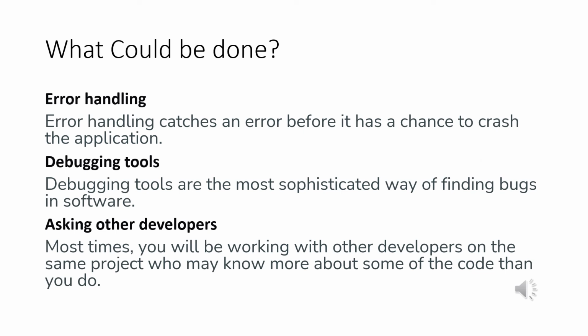So basically what could be done? Error handling is the actual method of debugging the code where it encounters the bug. So basically it catches an error before it has a chance to crash the application. Then it does something with the error data, like logging it or something like that. And next that could be used is debugging tools. So debugging tools are the way in which we can find bugs in the software.